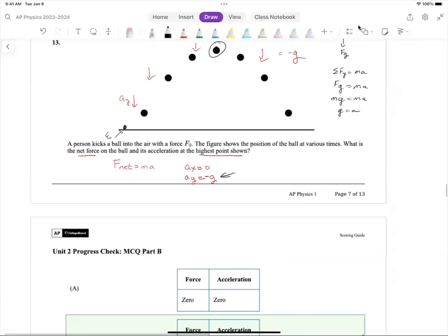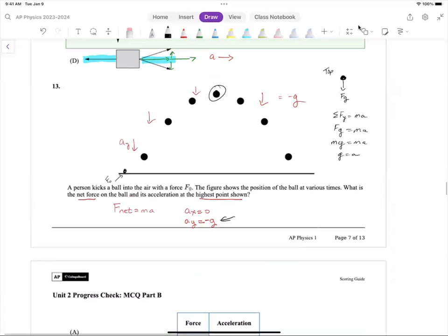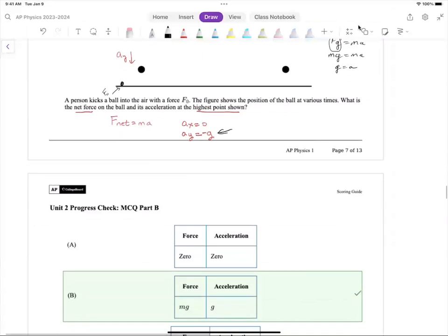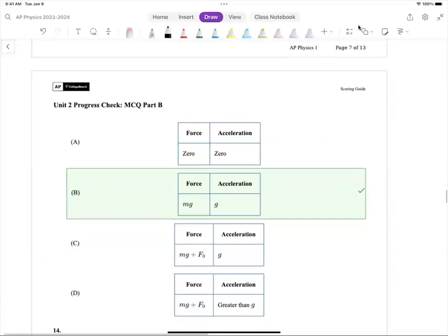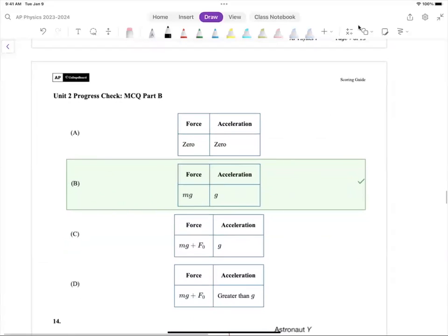So what does it say? What is the net force acting on it? Well, the net force is the sum of all the forces. It's the force of gravity. And then what is the acceleration? g. Hence why B is correct. There is 0 acceleration in the X direction, net force of 0 in the X direction.